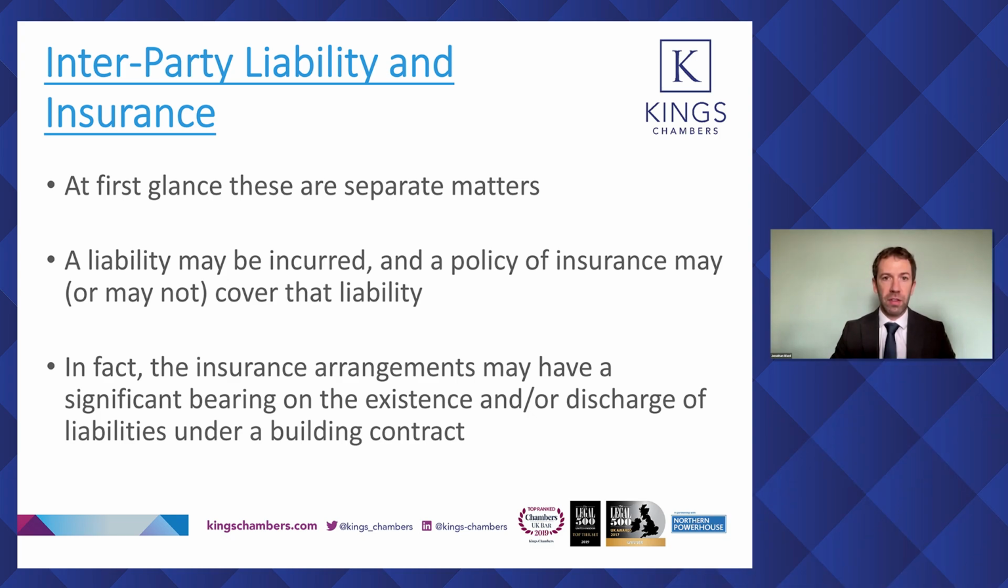Okay, so just to set the scene, anyone who's new to construction disputes might be forgiven for thinking that there's little connection between, on the one hand, liabilities incurred by the parties to a building contract to one another, and on the other hand, the availability or otherwise of insurance to cover those liabilities or the underlying loss. Or put another way, whether one party is liable to the other may appear to be an entirely independent question from whether either party has insurance. Actually, as many of you will know, these issues are far from being independent.